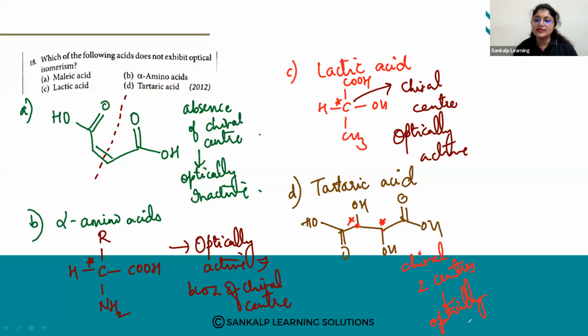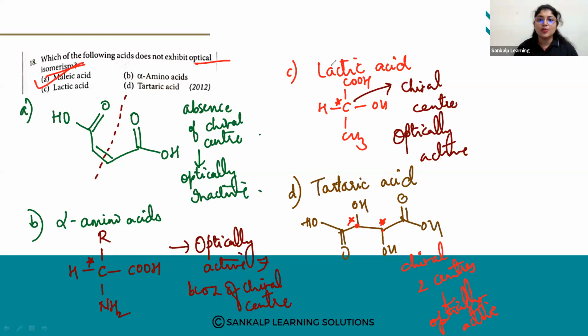So which is the correct answer now? They have asked which of the following acid does not exhibit optical isomerism, means which are not optically active. Which is the answer? Yes, it is A. Understood?